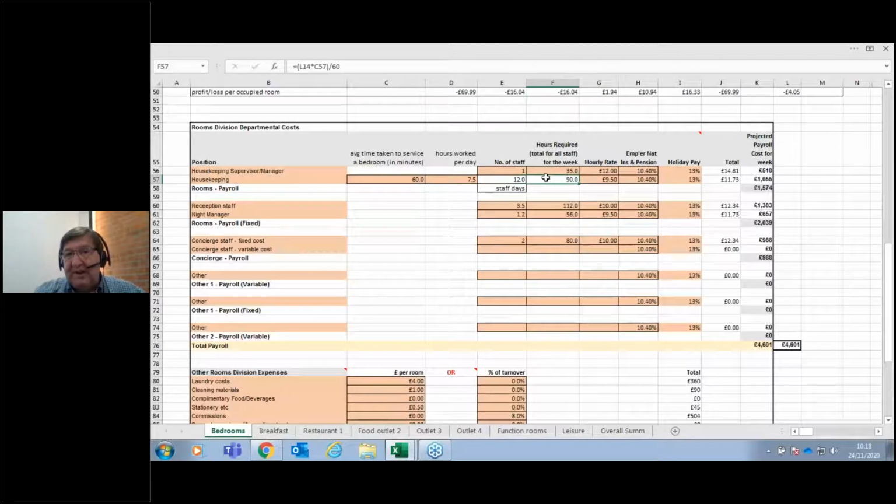In this case, we've sold 90 rooms in the week, or we expect to sell 90 rooms in a week, so there's going to be 90 hours at these rates of pay, and that's what it's going to cost over there, and that will come back into the model.